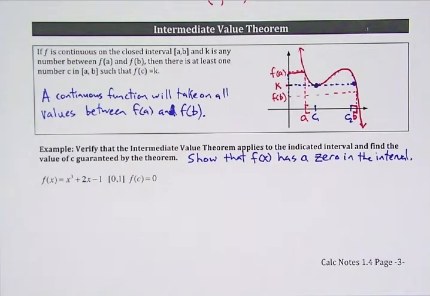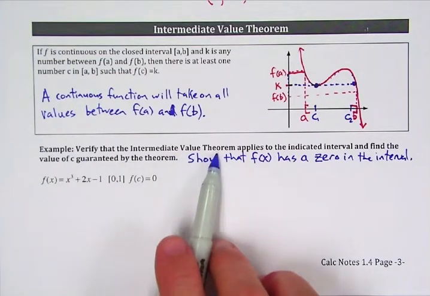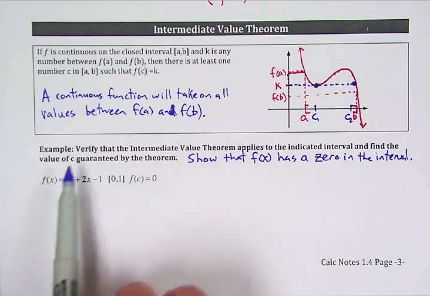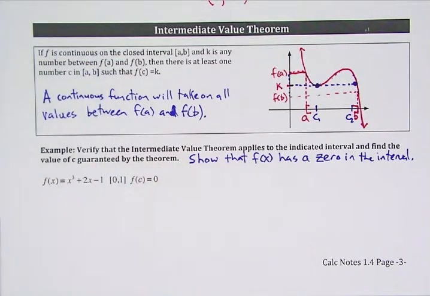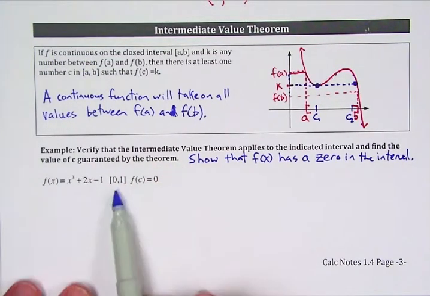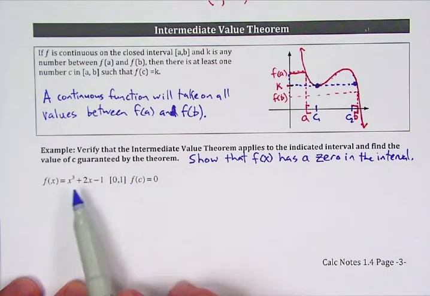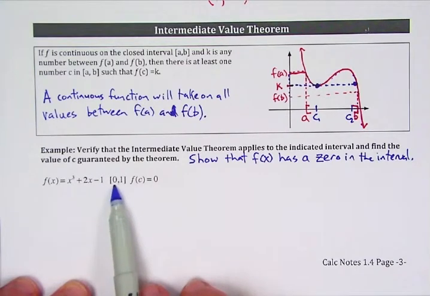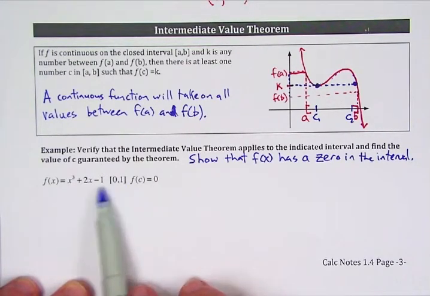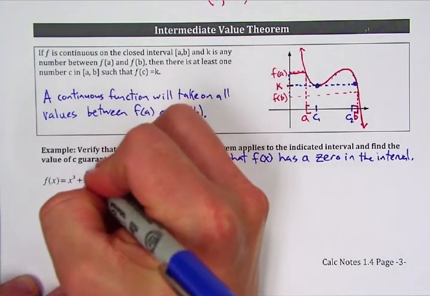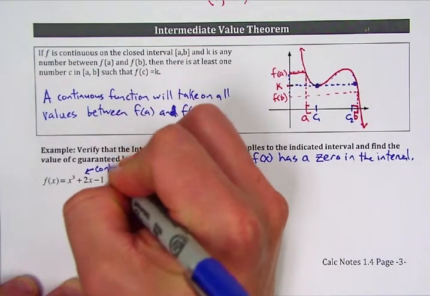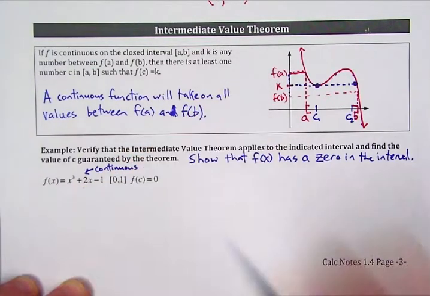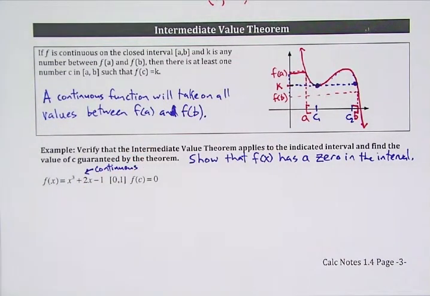Okay, so first off, to verify that the intermediate value theorem applies, it means that f has to be continuous on the interval. So on the interval 0 to 1, is this function continuous? Well, it's polynomial, and it's defined the whole way. So we do know that this function is continuous. And now we want to talk about this interval idea.